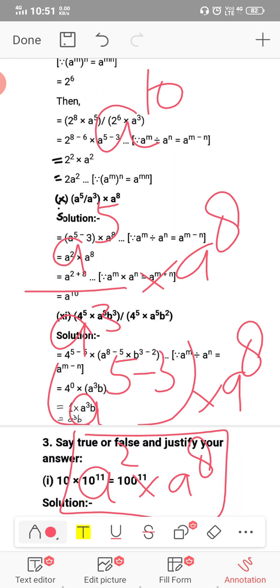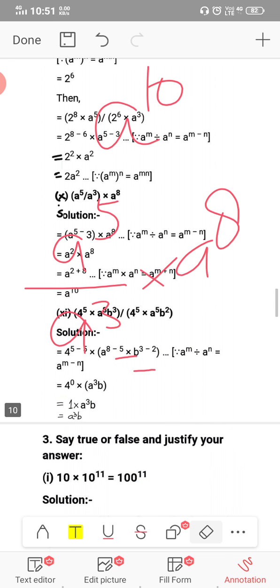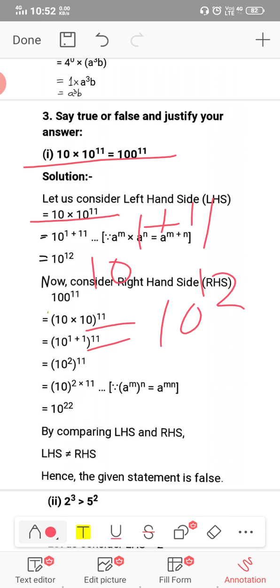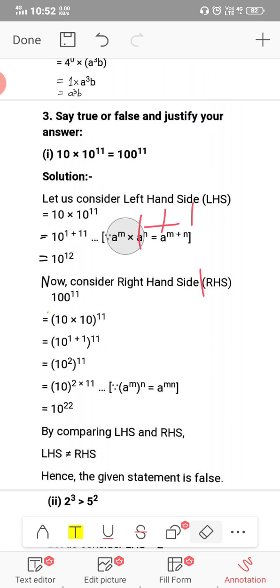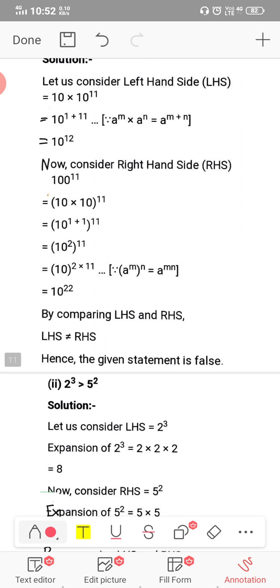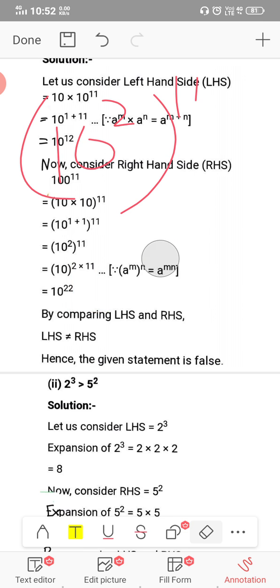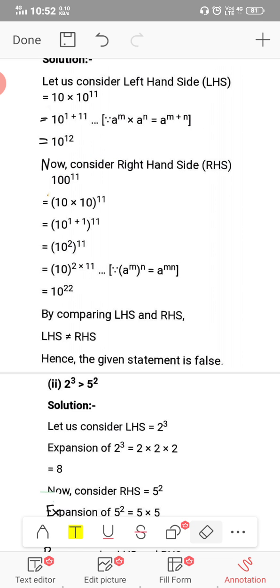Now moving on to the next part, say true or false. In the first part we are having 10 into 10 to the power 11 will give you 100 to the power 11. So firstly we will choose the left hand side and solve this. We can write it 10 into 10 to the power 11, and then we can write it 10 to the power 1 plus 11, which will give us 10 to the power 12. And on the other side we are having 100 to the power 11. So we know that 100 can be written as 10 to the power 2, and (10 to the power 2) to the power 11 will give us 10 to the power 22, which is not equal to 10 to the power 12.